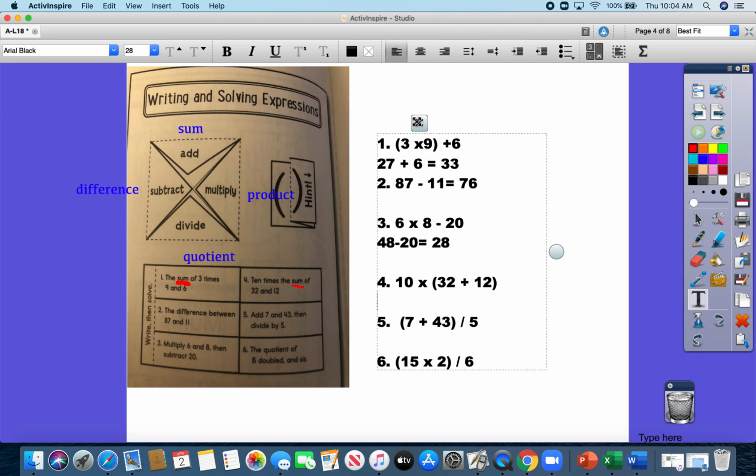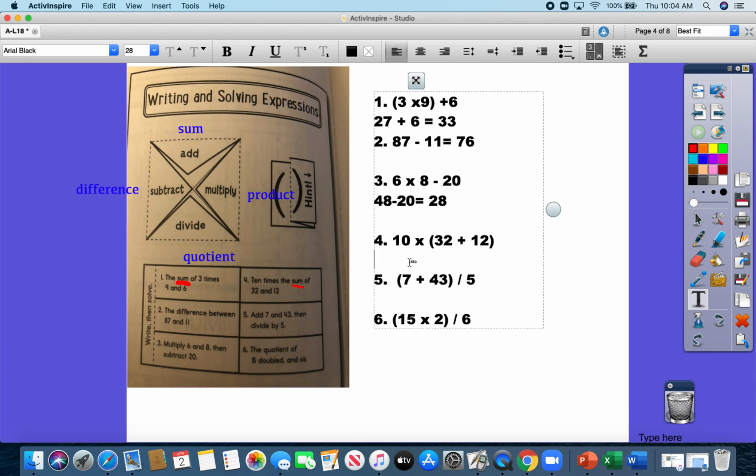Okay, number 4, 10 times 32 plus 12. What is 32 plus 12? That's going to be 44. Okay, 10 times 44. And then all I have to do is attach a 0 at the end of that one, right, friends? Because we learned our rules for zeros. 44 times 10, just 1 zero at the end. Okay, 7 plus 43 is 50, divided by 5 equals 10. And then down here, 15 times 2 is 30, divided by 6 equals 5.